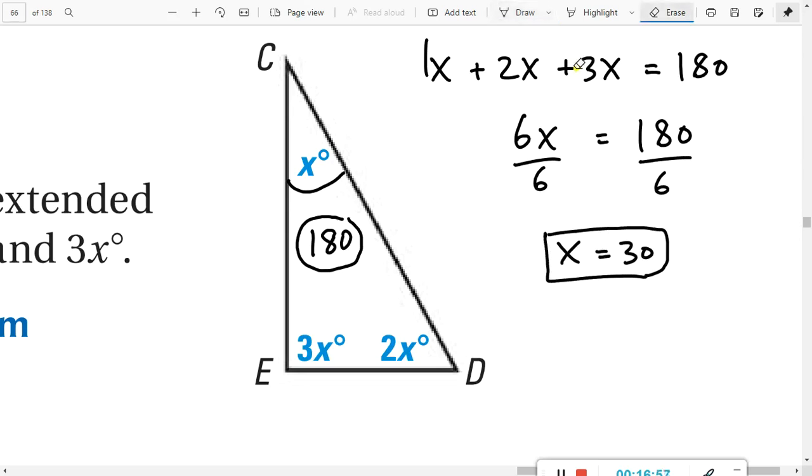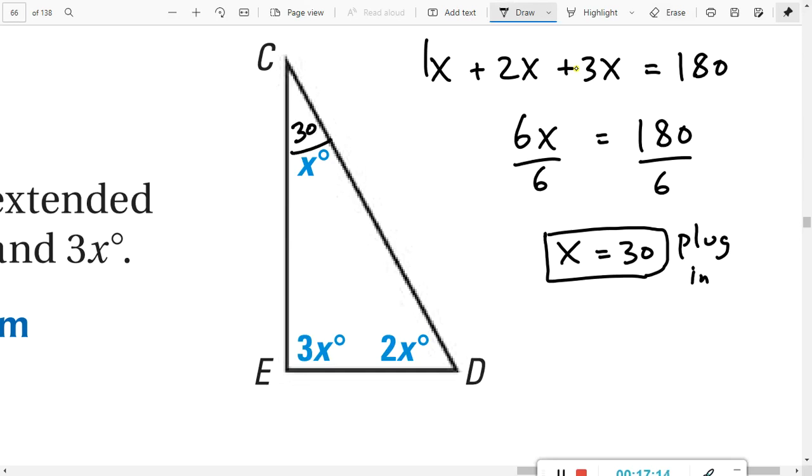All right. And of course, in order to find each angle, you want to take the 30 and plug it in. So x right here is just 30. And if you plug in a 3 right here, 30 right there, 3 times 30 is 90. And if you plug in the 30 right there, 2 times 30 is 60.